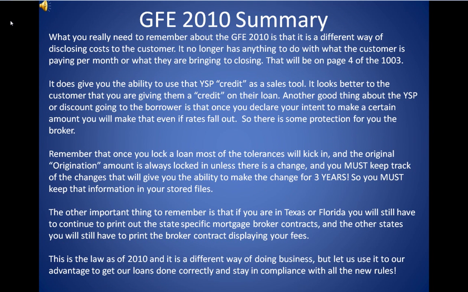In conclusion, the thing we have to remember the most on the new good faith is tolerance levels for the certain boxes. Again, some have a percentage of 10%, some have unlimited, and unfortunately some of them have no tolerance. The other thing you'll have to get used to is that YSP is now a credit to the borrower instead of a credit to the broker. And if you are charging them a discount fee, this has to be the actual fee charged by the lender.